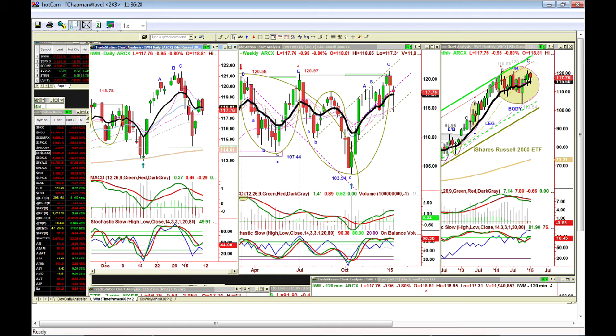So I'm looking at it, and the weekly chart is still good, the MACD is still good, and the stochastic still at 90%.